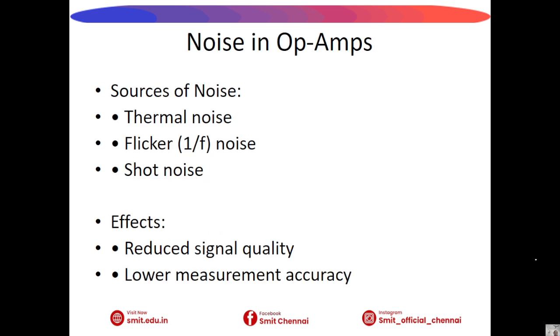Next we see the noise in op-amps. Noise is an unwanted electrical signal that affects amplifier performance. Common sources include thermal noise caused by resistor temperatures, flicker noise which dominates at low frequencies, and shot noise associated with semiconductor devices. Noise reduces signal quality and can limit measurement accuracy, particularly in sensitive instrumentation applications.